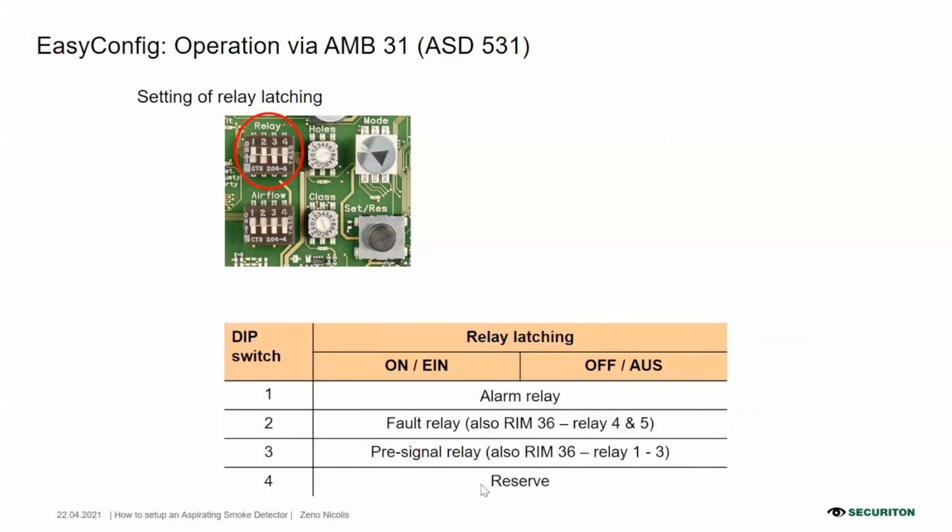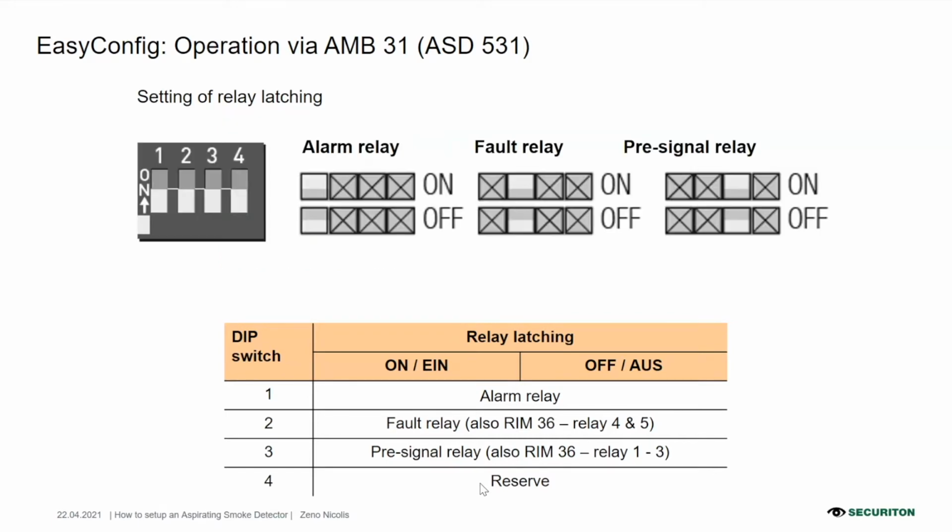Then on the ASD531, we can also set the relay mode, so whether the relay has to be latching or non-latching, for the alarm relay, fault relay, or if available, also for the pre-signal relay. You see there are 4 dip switches. On is latching, off is non-latching, for alarm, fault, and pre-signal.